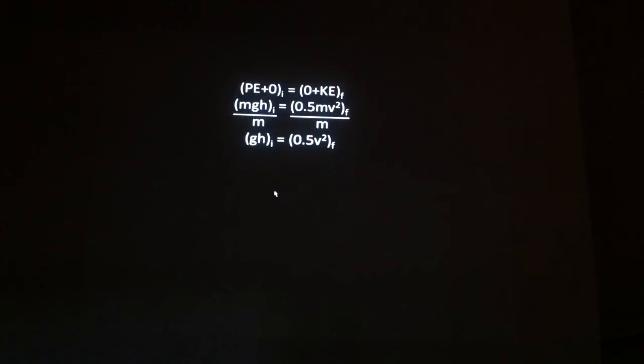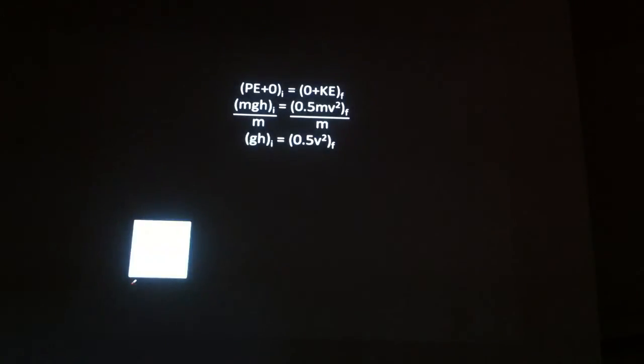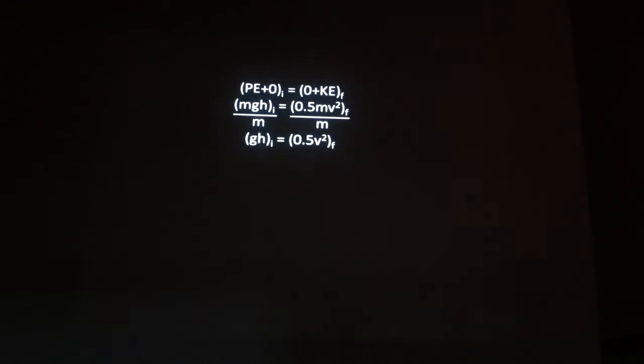So notice there's a mass in both of these terms. So if we divide both sides by mass, the masses will be divided out to 1, just leaving the acceleration due to gravity times the height on the left equals 1/2 of the velocity squared on the right. So now let's solve this problem. The acceleration due to gravity is 9.8 meters per second each second, and the height is 1 meter.